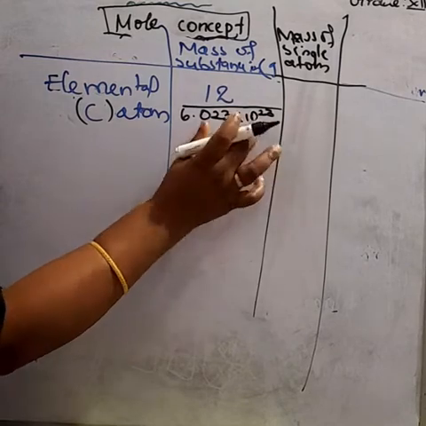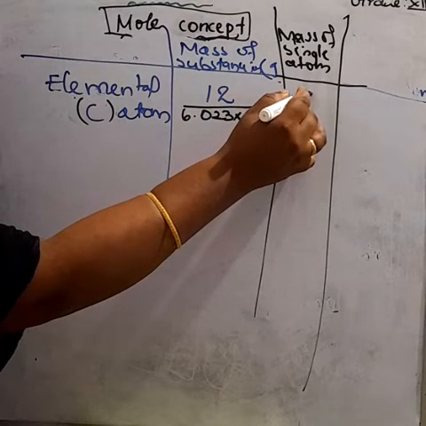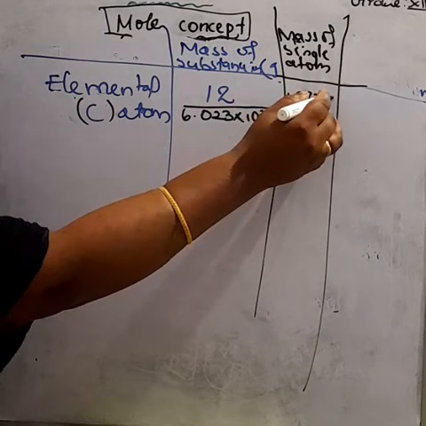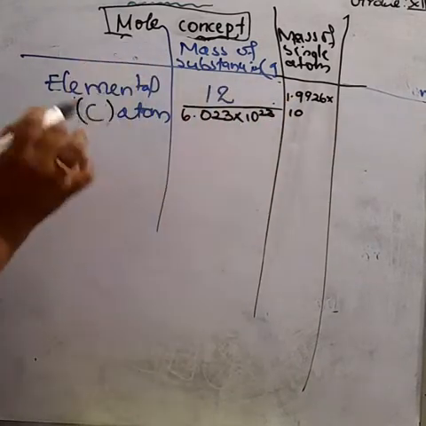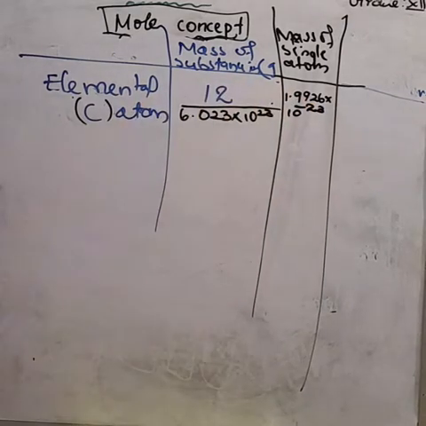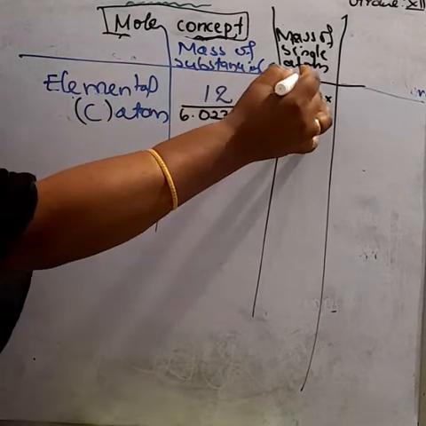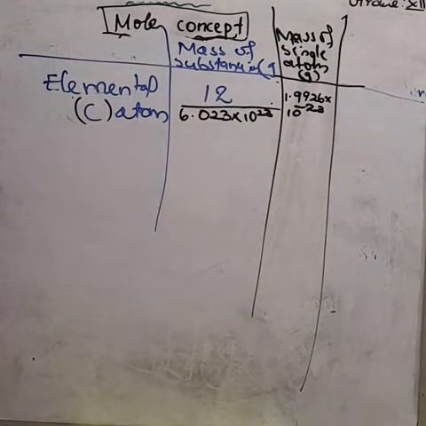So the mass of the single atom, when we divide these two, we get 1.9926 into 10 power 23. When it moves from the denominator to the numerator, the plus changes to minus. So 1.9926 into 10 power minus 23 gram. That is the mass of the single atom present in the 12 gram of carbon.